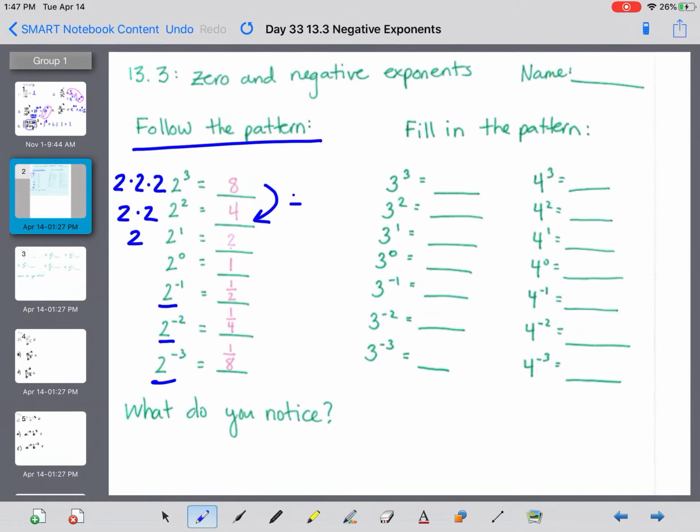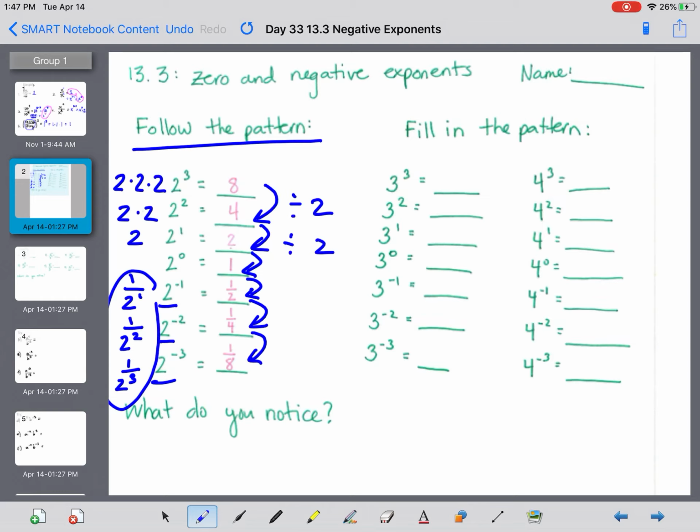If you notice this pattern going down here, every time I'm moving down in this table, I am dividing by 2. 8 divided by 2 is 4, 4 divided by 2 is 2, 2 divided by 2 is 1, 1 divided by 2 is 1/2, 1/2 divided by 2 is 1/4, and 1/4 divided by 2 is 1/8. If you want to look at it like this, you could also think about 2 to the negative first power as equivalent to 1 over 2 to the first. 2 to the negative second is equivalent to 1 over 2 squared. And 2 to the negative third is equivalent to 1 over 2 to the third power.